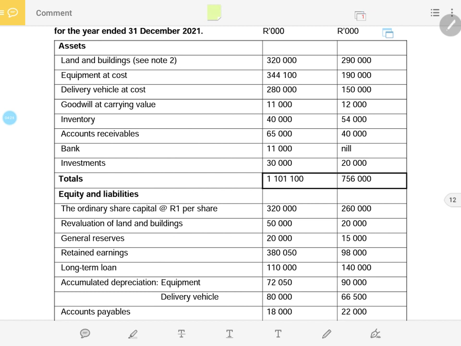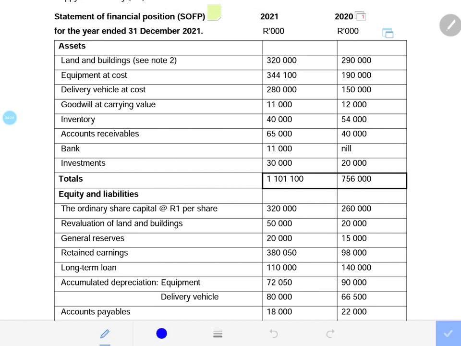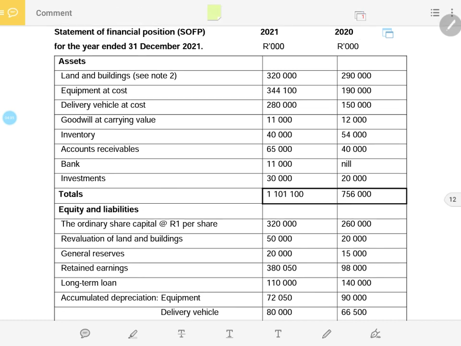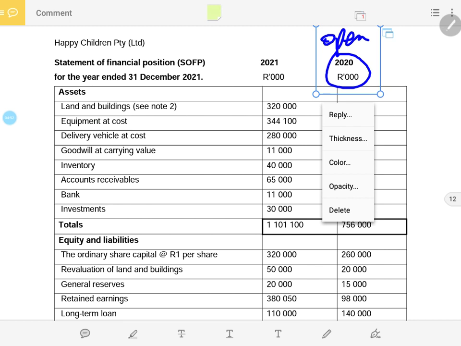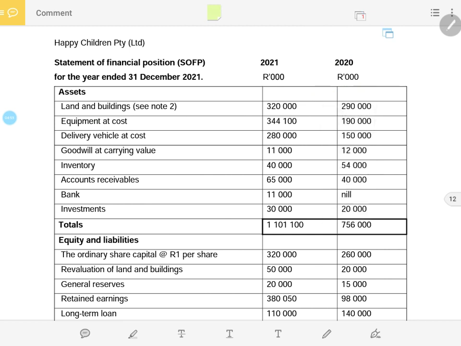Now under land and building, in the statement of financial position, is our land and building for the previous year. Remember, we are always given two comparative years when it comes to cash flow: the previous year 2020 and the current year 2021. The previous year, 2020, becomes the opening balance of the year 2021 all the time when it comes to our assets, liabilities and equity sections. Then the current year will be the closing balance of the current year.